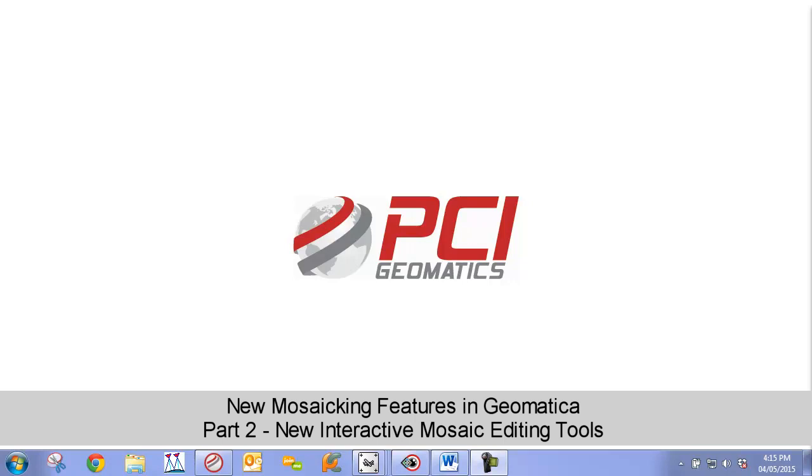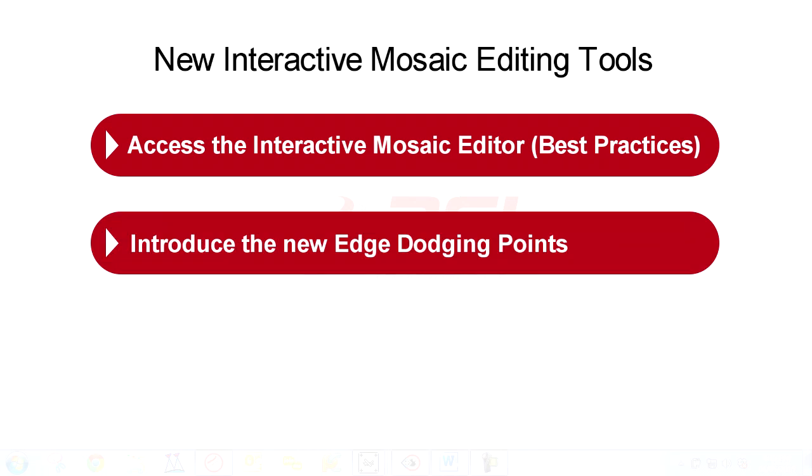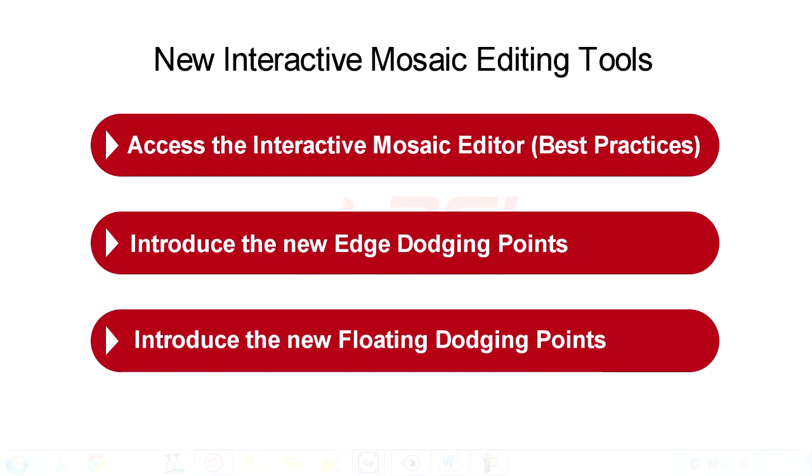In this episode, we will look at Geomatica's new interactive mosaic editing tools. Specifically, we're going to cover the following three topics. We're going to show you how to access the interactive mosaic editor after applying automatic mosaicing. We're going to introduce you to the new edge dodging points, and then finally introduce you to the new floating dodging points.